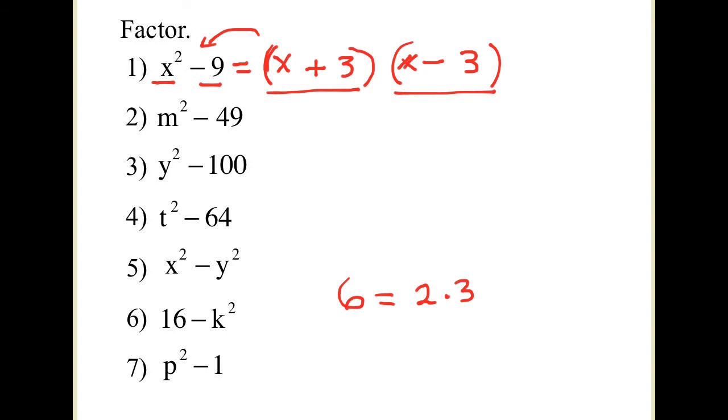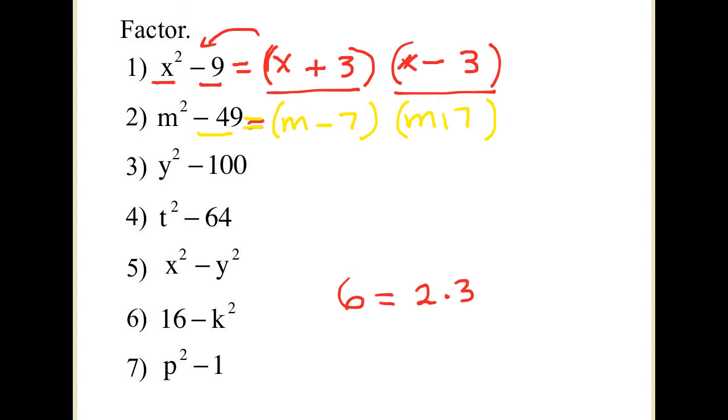So when I factor m squared minus 49, okay, again, make my binomials. I know m squared, the square root is m. I know 49, the square root is 7. I know in order to get that negative 49, I've got to have a negative and a positive.